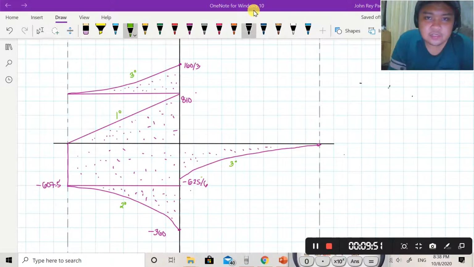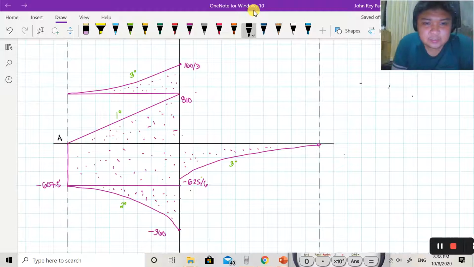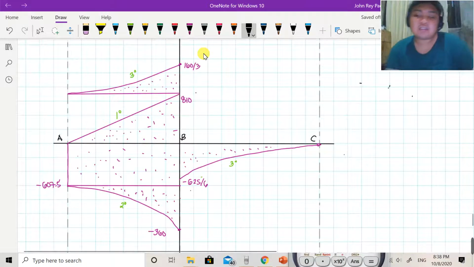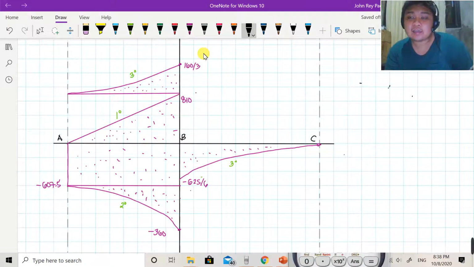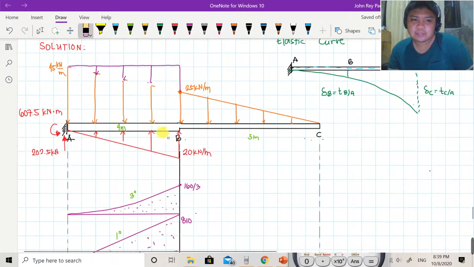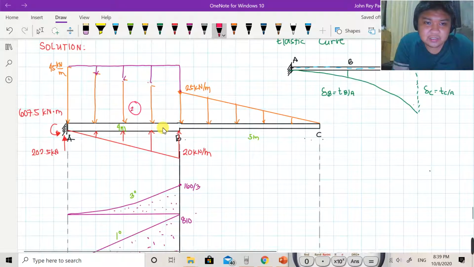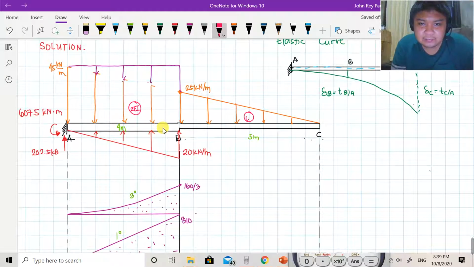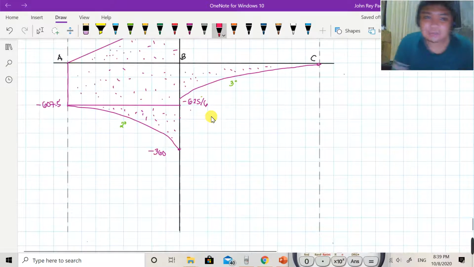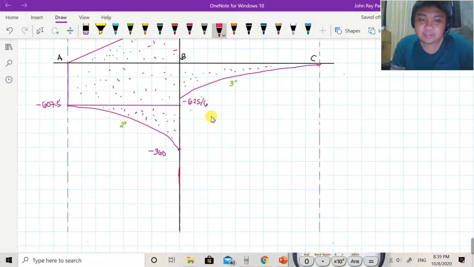Ilagay din natin, class, yung mga points. This is point A, this is point B, and this is point C, class. So, ang tanong ko ngayon dito, class, ito na ba ang gagamitin natin na moment diagram for the analysis? Yun yung tanong ko ngayon, no? Kasi ang pinag-aaralan natin ngayon ay mga non-prismatic sections, class. Kung titingnan niyo, from A to B, meron siyang flexural rigidity na 2EI, while from B to C, meron lang siyang flexural rigidity na EI. So ito, class, hindi ito yung gagamitin natin na moment diagram for our analysis.